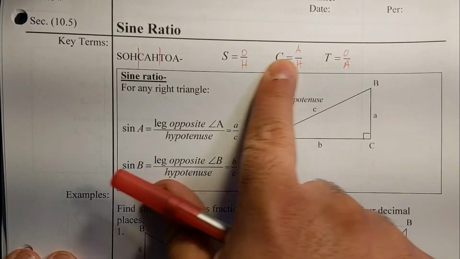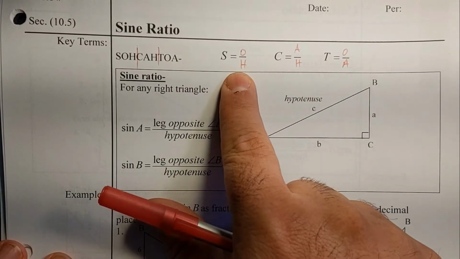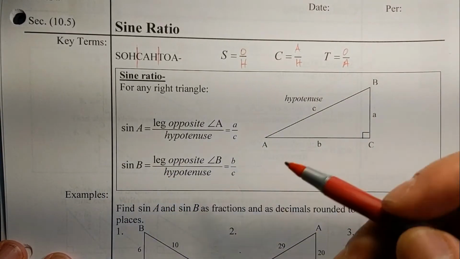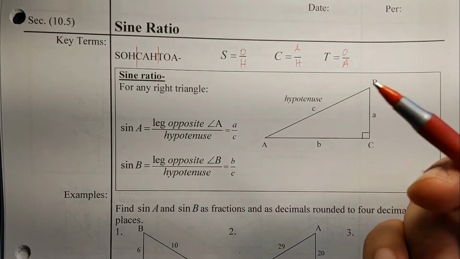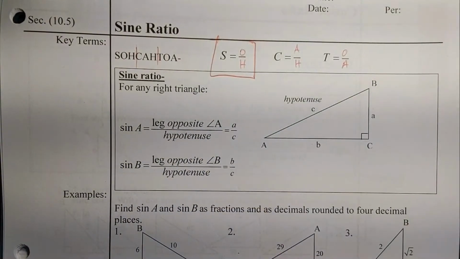If you can get this down, this is like 80% of what you need to know, is being able to know which numbers go on top or bottom, so which sides go top or bottom, and which trig function to use. Friday we did tangent, today we're doing sine. With sine we care about the opposite and the hypotenuse.